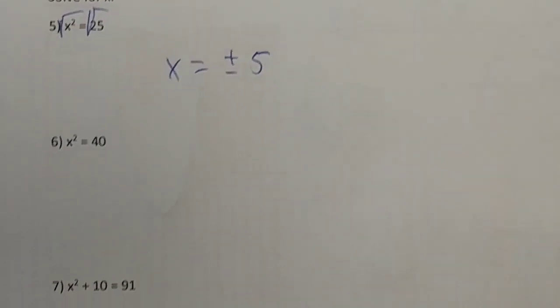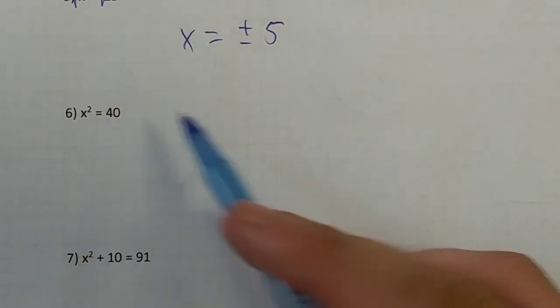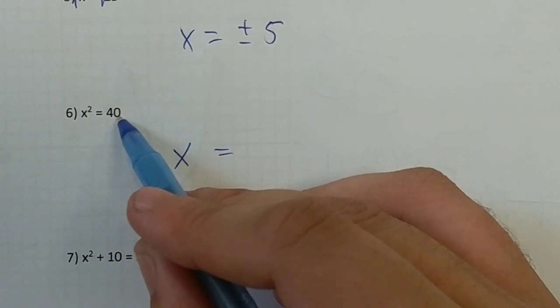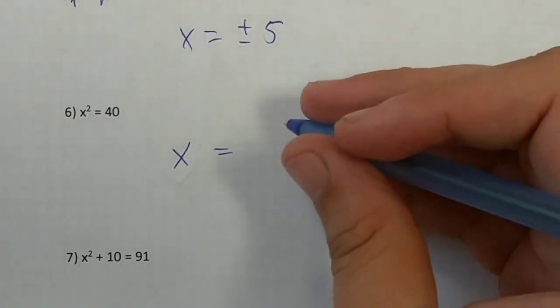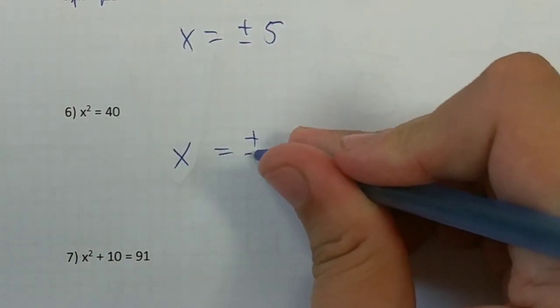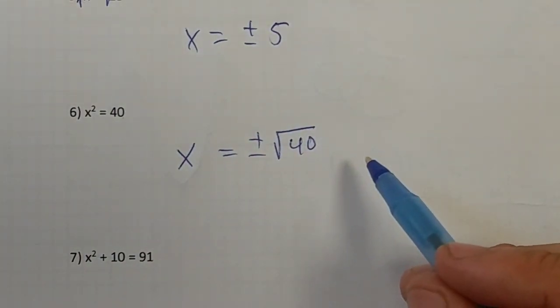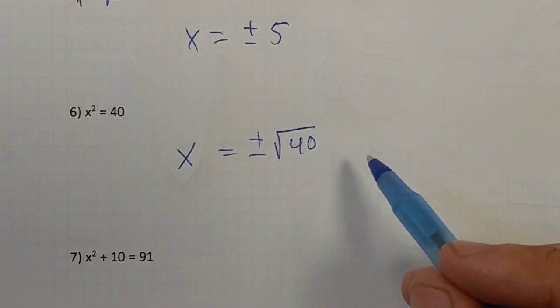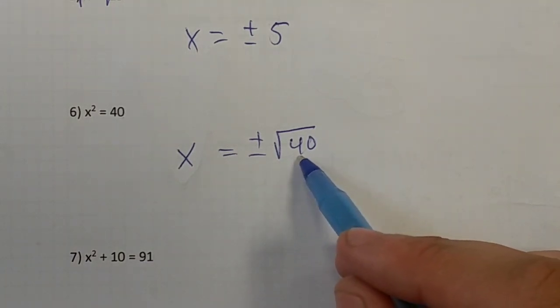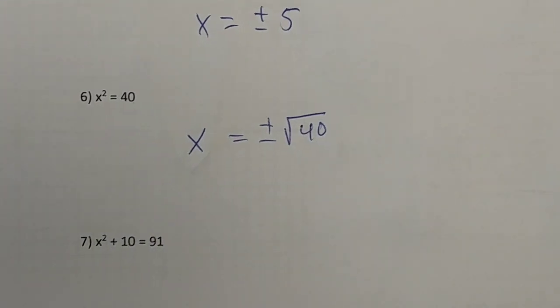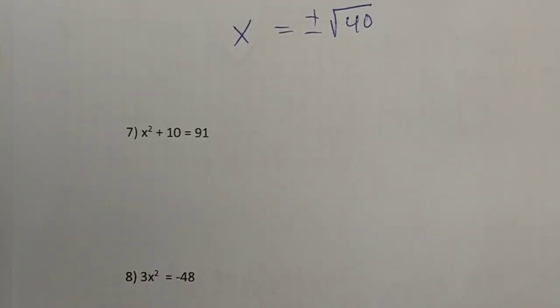For my class, when I have x squared equals not a clean number, I square root both sides. Now 40 doesn't have a clean square root. And because of that, I'm just going to leave it as plus or minus the square root of 40. I'm just going to leave it as the unclean number as a whole piece. So plus or minus the square root of 40. Let's go to the next one.